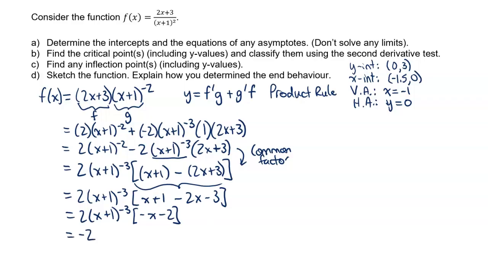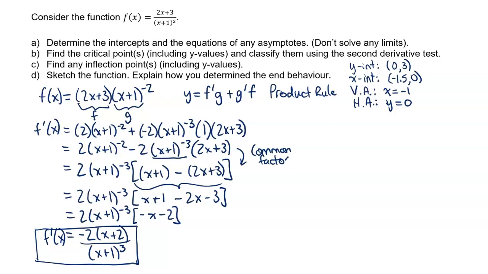So I'm going to have a -2. And then that (x plus 1) to the -3, we can write as a positive exponent by writing it in the denominator. And then we have the x plus 2 because we've common factored that -1. And so this is the derivative. This is what I've been calculating all the way along, all the way from there down to here. And that is our final derivative of that function.